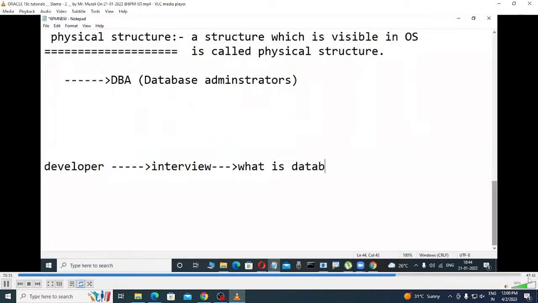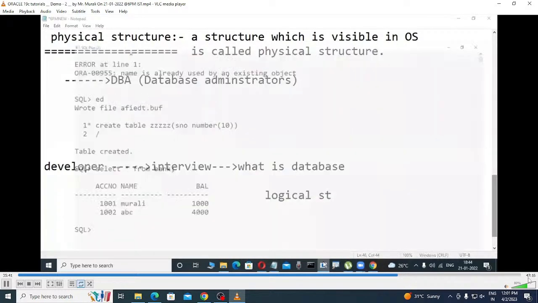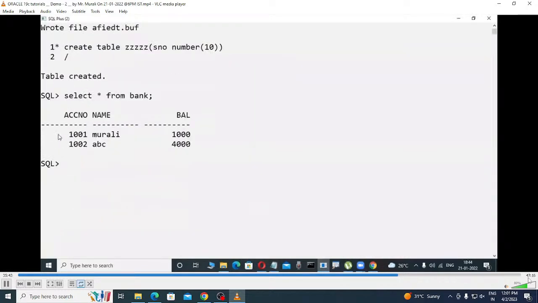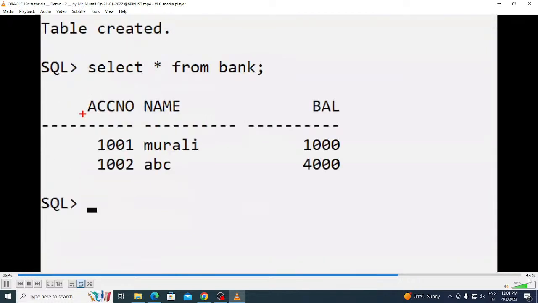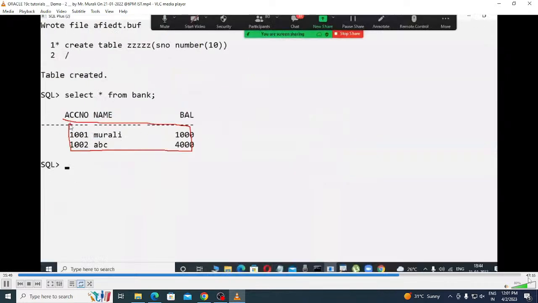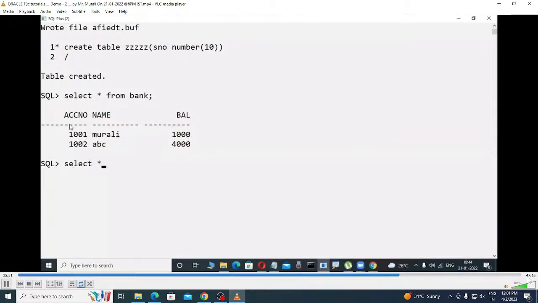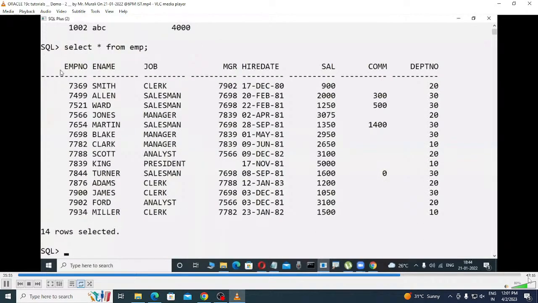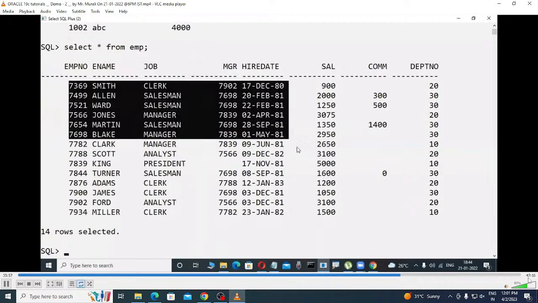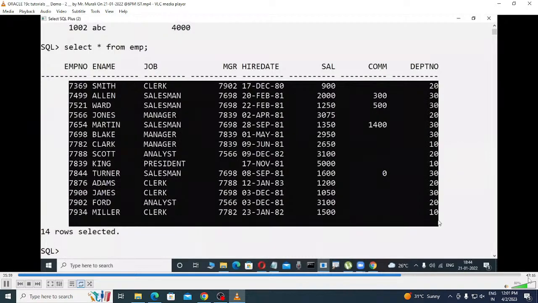When they ask, the developers answer from the logical structure side. They say it is a place where we can store a structured collection of data. Is this a structured collection of data or not? Table format. Yesterday, anybody observing, a big table, I was typing here like this. It is a structured collection of data. This is the logical side we are talking about.